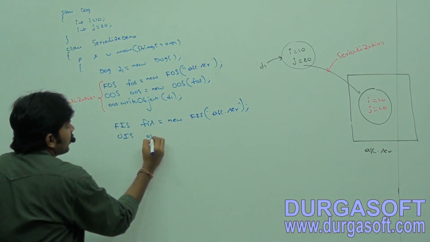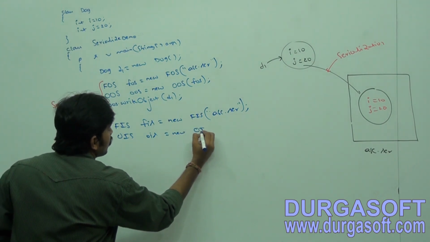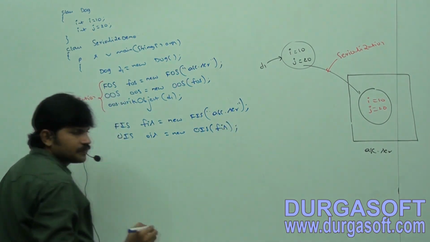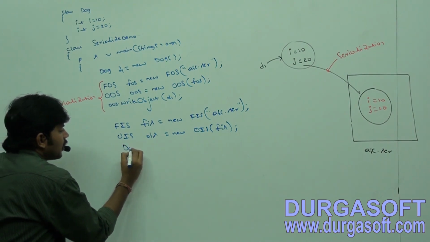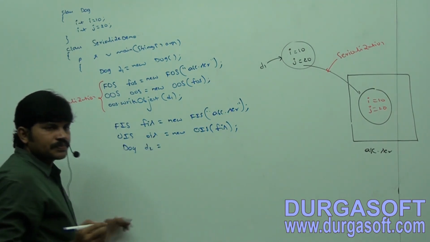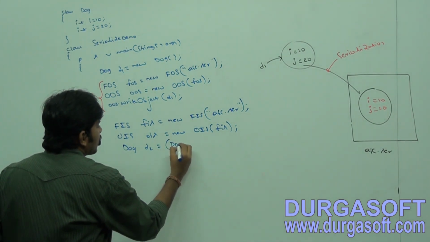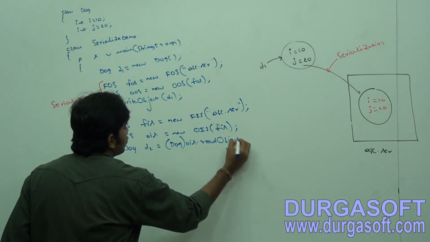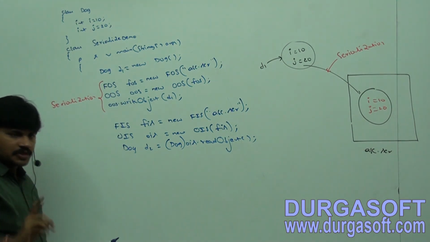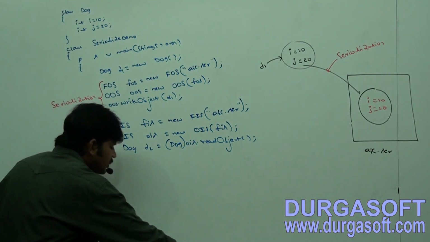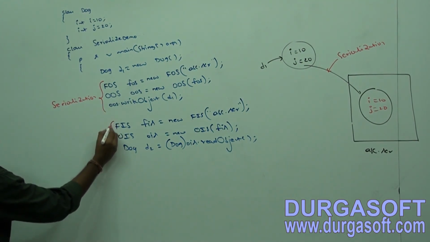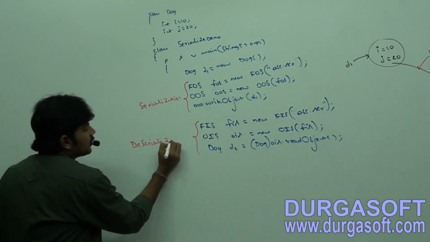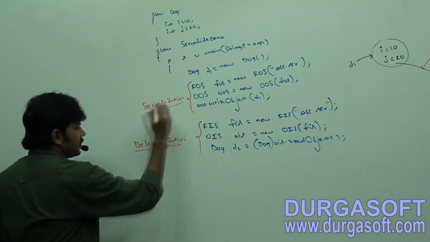Next, ObjectInputStream ois is equal to new ObjectInputStream of new ObjectInputStream of fis. Okay. Next, Dog d2 is equal to (Dog) ois.readObject(). Now, do you know what these lines are by default considered as? Deserialization, right? This thing is by default deserialization.